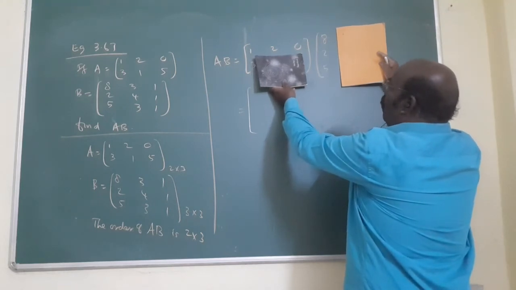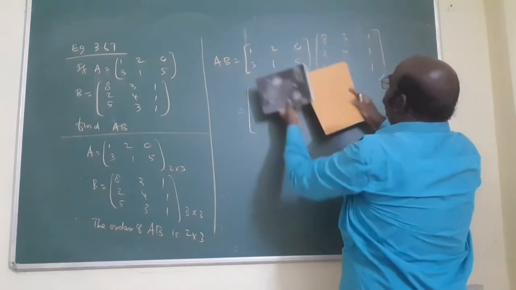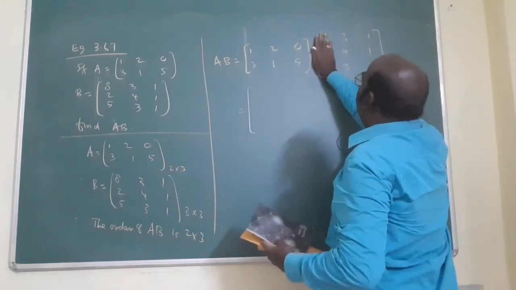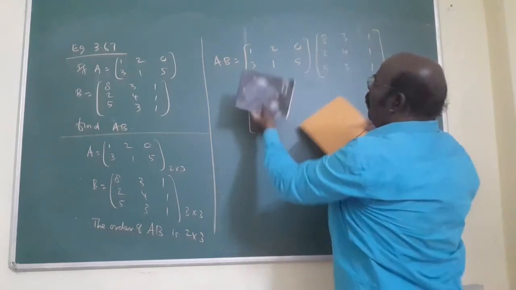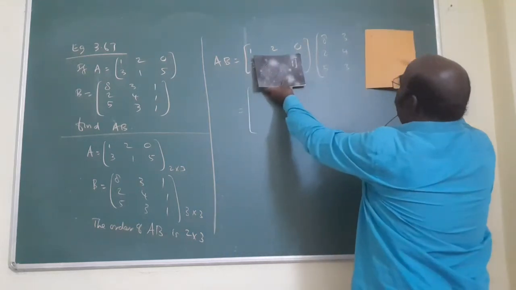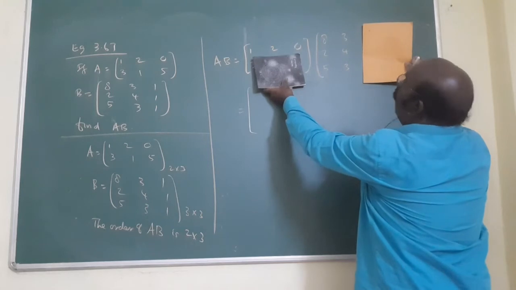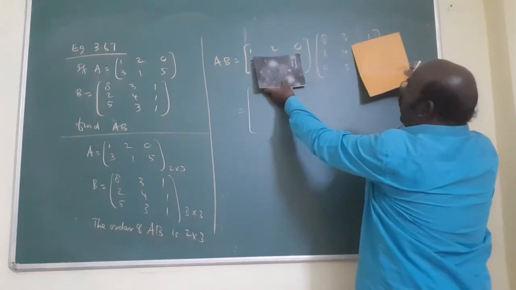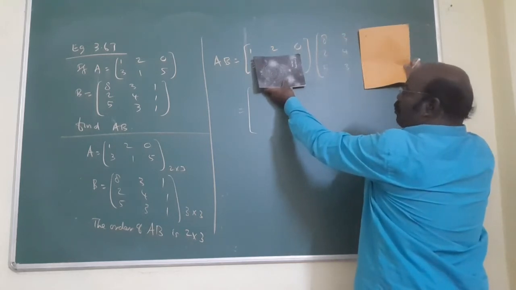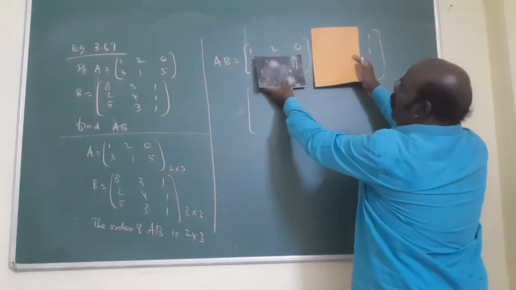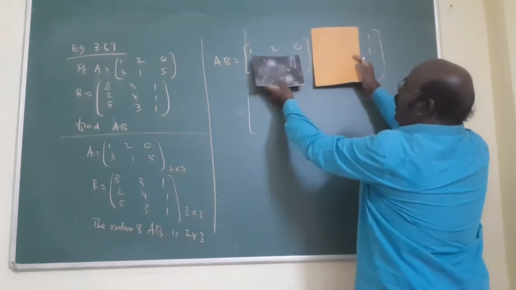Next, first row with the second column. Remove this one. Which one? This also cancel. This also cancel. Then always this one. Right. This also cancel. What is the answer? 1 3s are 3, 2 4s are 8, 0 3s are 0. Next, close this one. First row, third column.